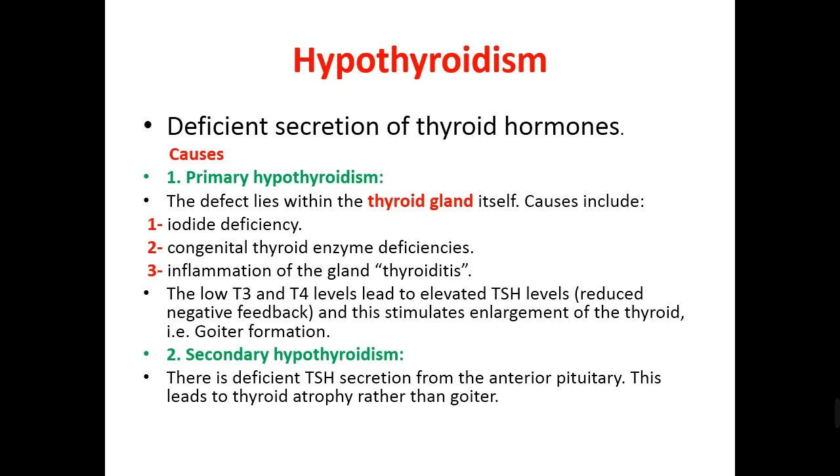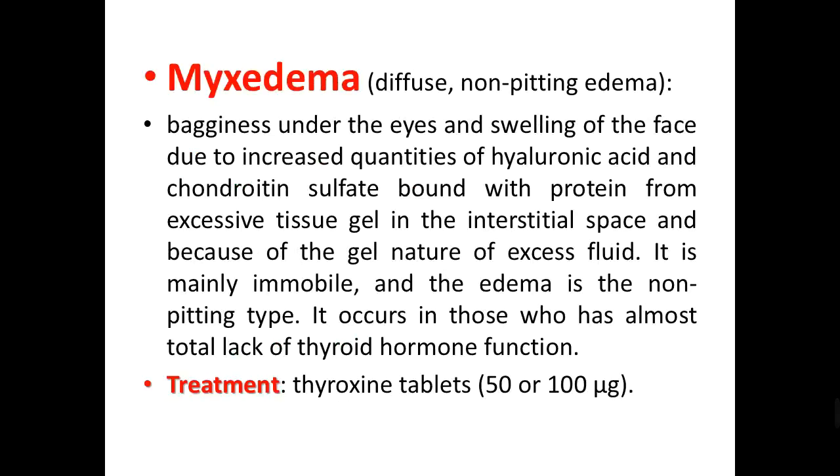and a goiter formation. Secondary hypothyroidism occurs due to deficiency of the thyroid stimulating hormone from the anterior pituitary. This leads to thyroid atrophy rather than goiter. Another term in this lecture is myxedema. Don't forget goiter, exophthalmos, and myxedema.